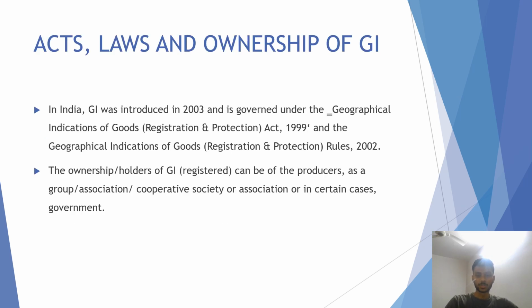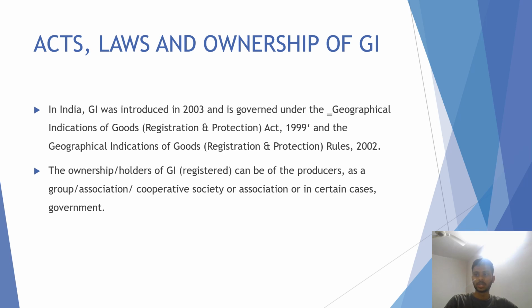Acts, laws, and ownership of GI. In India, geographical indication was introduced in 2003 and is governed under the Geographical Indications of Goods Registration and Protection Act of 1999 and the Geographical Indications of Goods Registration and Protection Rules of 2002. The ownership holders of GI can be the producers as a group, association, or cooperative society. In certain cases, governments also.